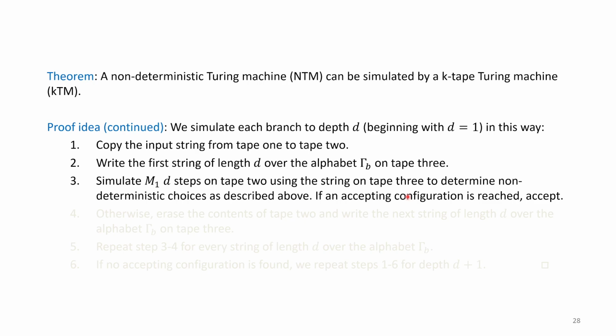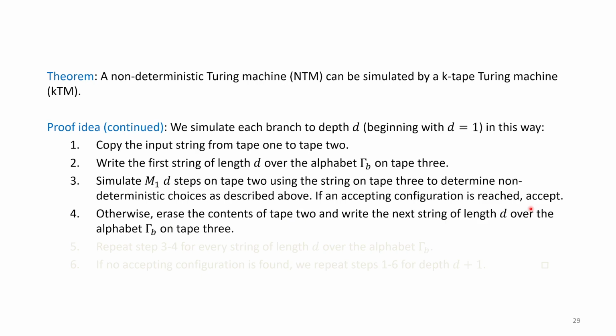So at this point, it says if an accepting configuration is reached, we accept, great. But if not, we continue. If we've simulated D steps and we haven't found an accepting configuration, we move on to step 4, which says, okay, erase the contents of tape 2 and write the next string of length D over the alphabet on tape 3. And then repeat these steps again. So simulate the D steps again with the new branching string. So maybe we've got the new branch 1. Okay, so now it's saying take the right branch instead of the left branch.